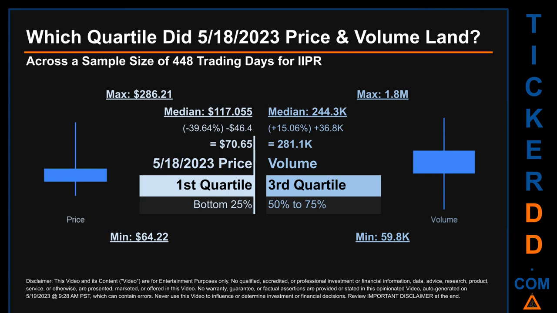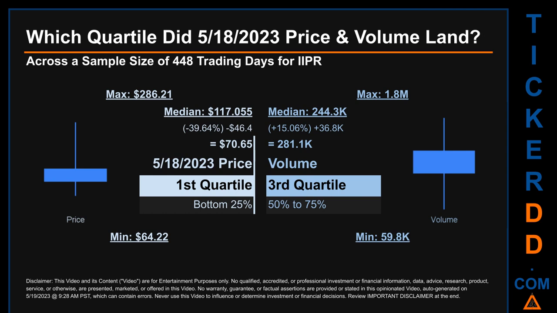Which quartile did May 18, 2023 price and volume land? Across a sample size of 448 trading days, the maximum end-of-day price for IIPR was $286.21 while the minimum was $64.22. Within that price range, May 18, 2023 price, of $70.65, landed within the first quartile, meaning it was within the bottom 25% of all sampled end-of-day prices.